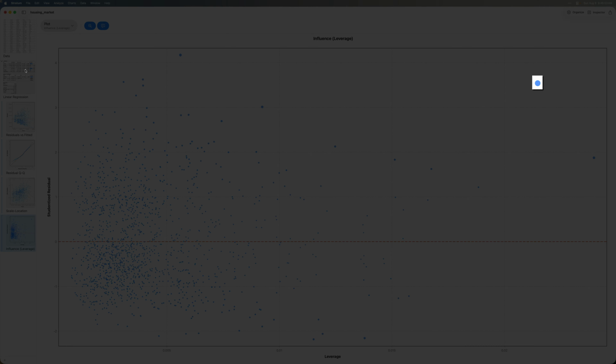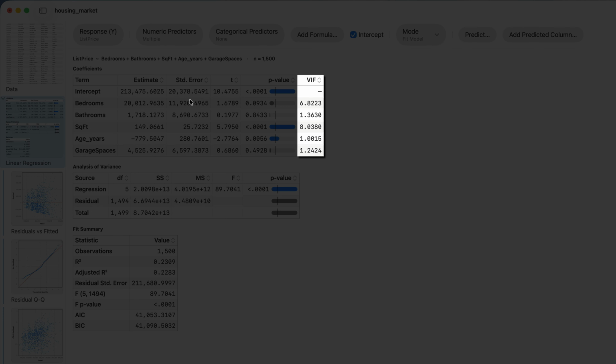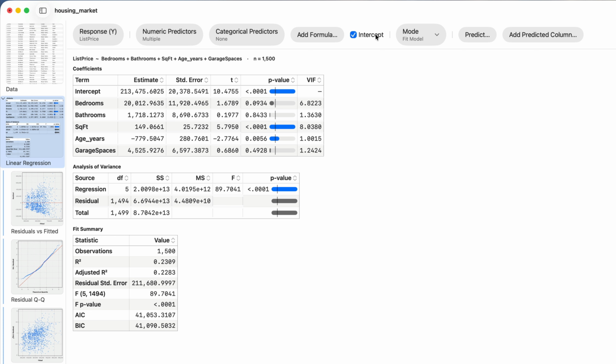Cook's distance flags them. When two predictors carry the same information, the model can't separate their effects. That's multicollinearity, and the variance inflation factor measures it. A value past 5 to 10 is a warning.